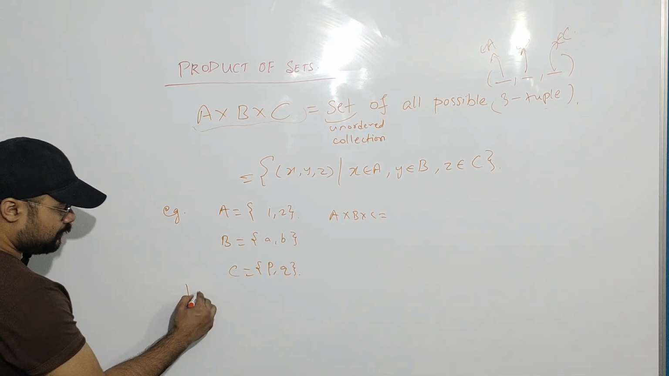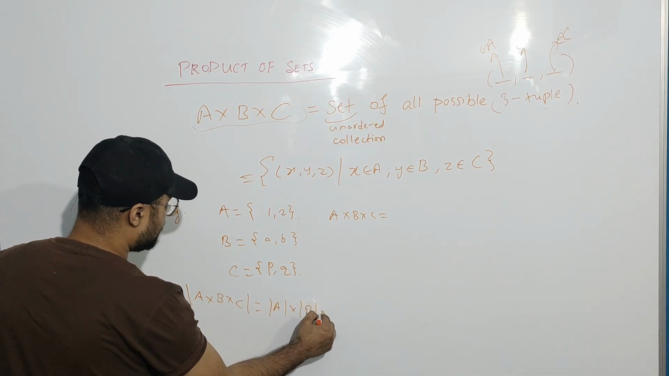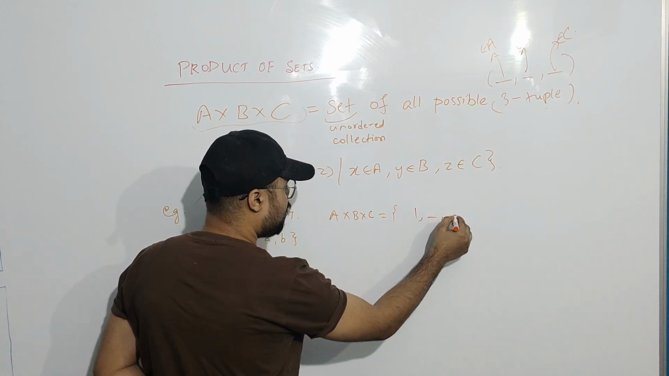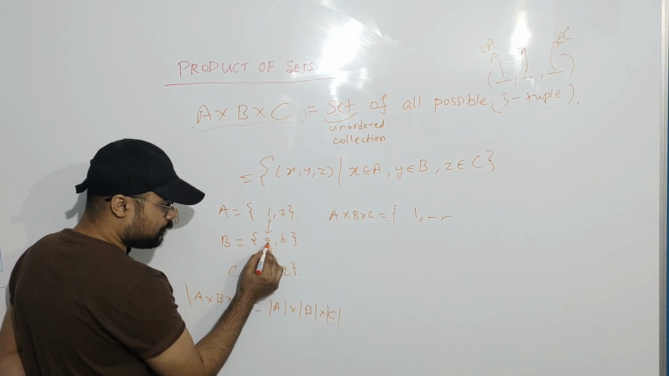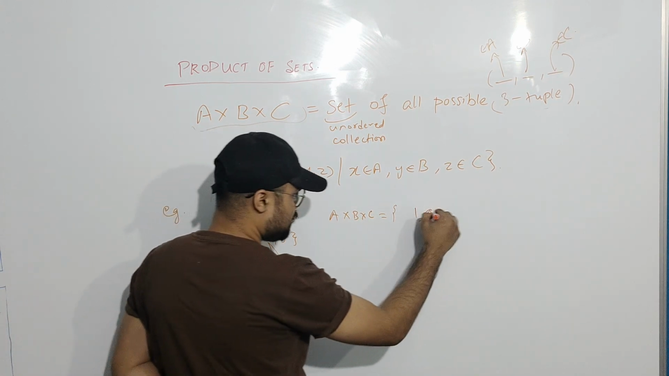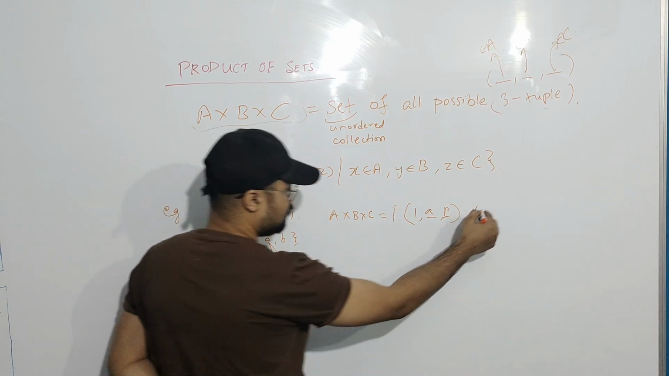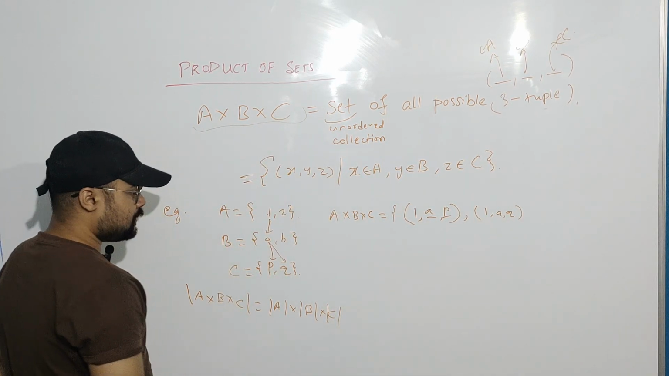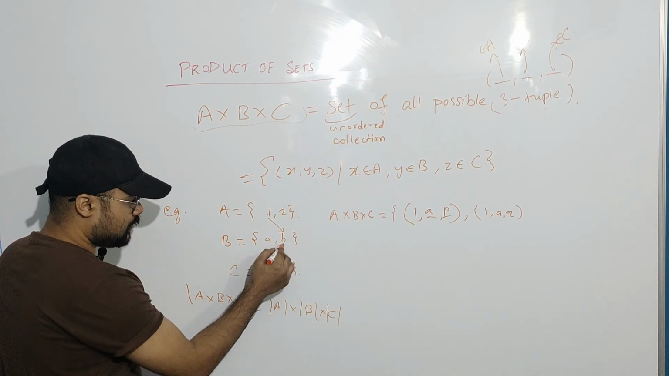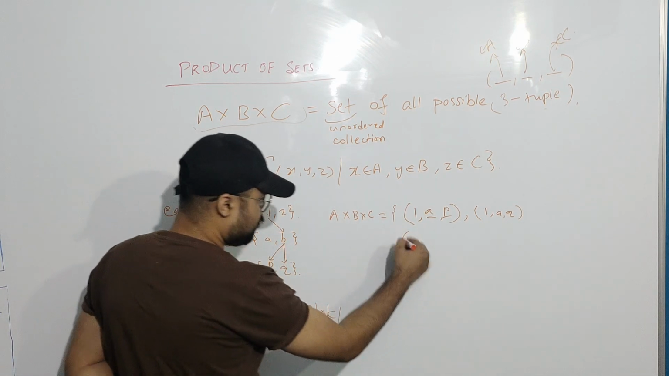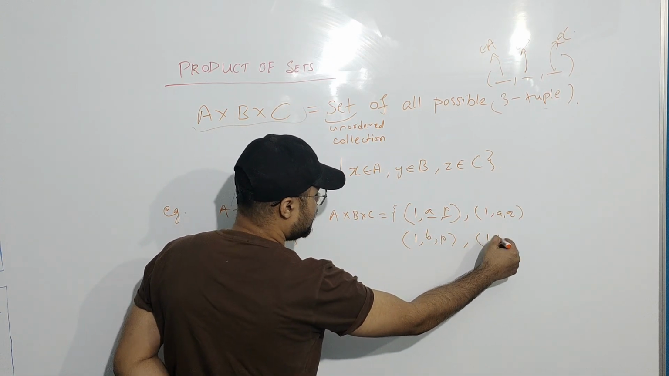Actually, the cardinality of A cross B cross C is equal to the cardinality of A times the cardinality of B times the cardinality of C. Every element of A is connected in all possible ways. So 1 will be connected with a, then a with p and a with q. So 1, a, p is one three tuple, and 1, a, q is another three tuple. Similarly, 1 will be connected with b, and b will be connected with p and q. Another two three tuples are 1, b, p and 1, b, q.